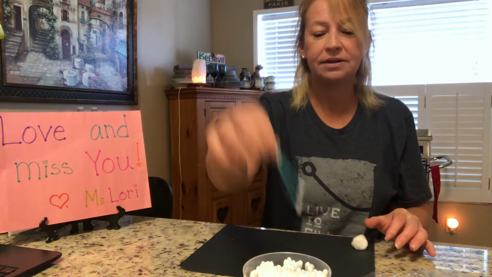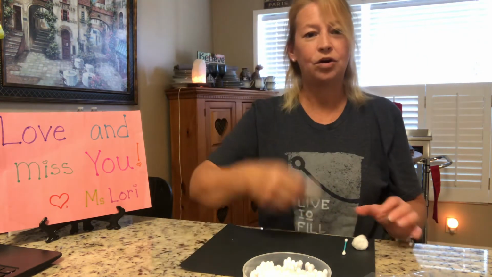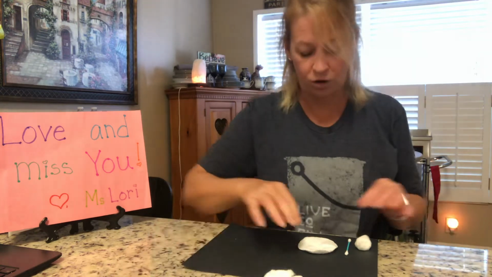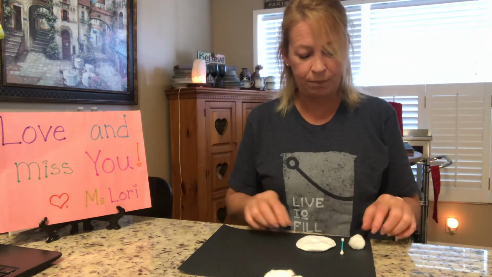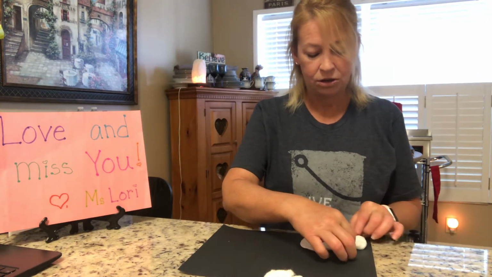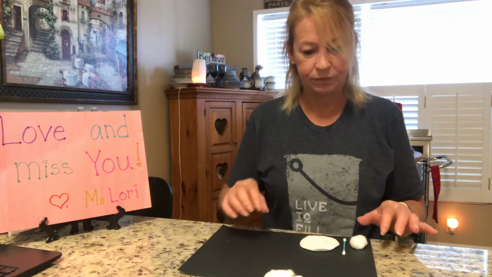So our pattern is ABC. So we've got a cotton ball, we've got a Q-tip and an oval cotton pad. So ABC, 1, 2, 3, pattern ABC. So we've got cotton ball, Q-tip, cotton pad.